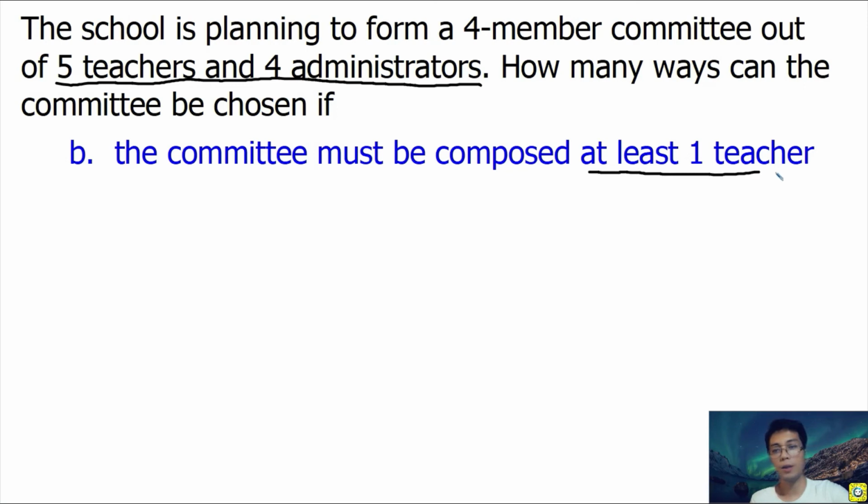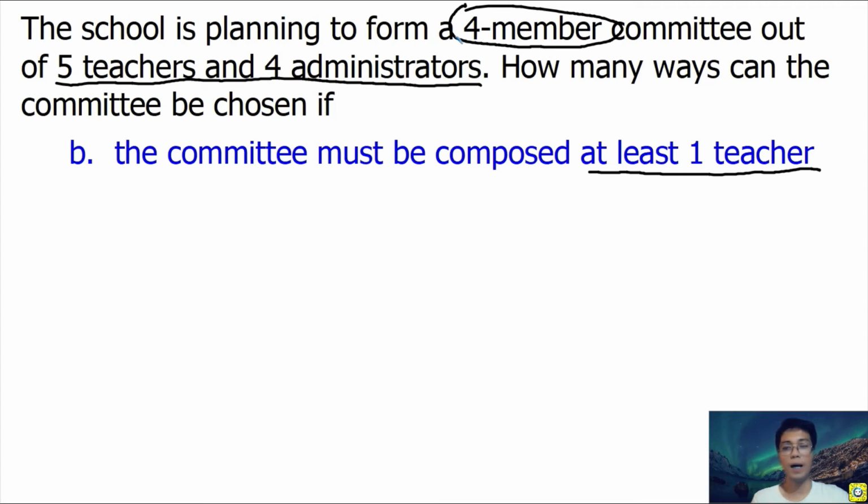So, meron na ditong binanggit na kakaibang word: at least 1 teacher. Now, in mathematics, pag sinabing at least 1, ibig sabihin niyan ay 1 pataas. So, 1, pwedeng 2, pwedeng 3, pwedeng 4. Hanggang 4 ka lang kasi ang committee mo ay binubuo lamang ng 4 members. Tama? 4-member committee. Yan. So, paano po natin yan isa-solve?